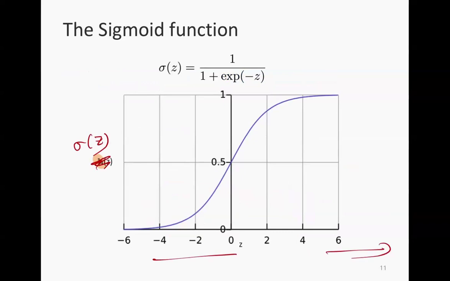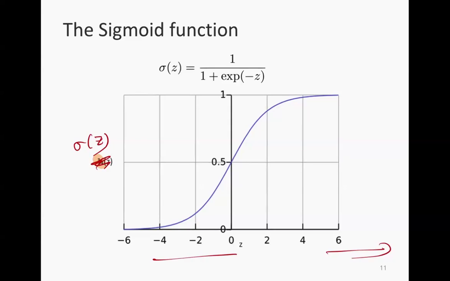And it tends to 1. When z is infinite, it's equal to 1. When z is negative infinity, it's equal to 0. And in practice, when z is more than 10 or something, it's so close to 1 that it might as well be set to 1. When z is less than minus 10, it might as well be set to 0.